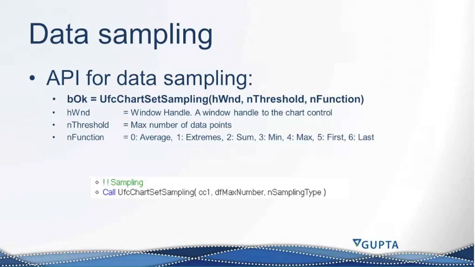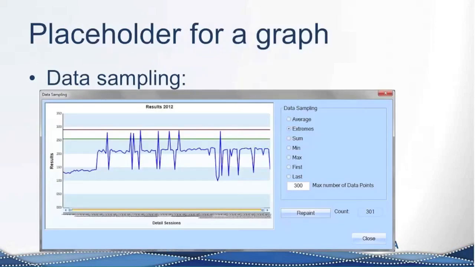So it looks like this one, as the placeholder for a graph. At this point, we have around 300 data points. And believe me, if you want to display a graph with 300 data points of this size, you will see nothing. It's only a blue area.